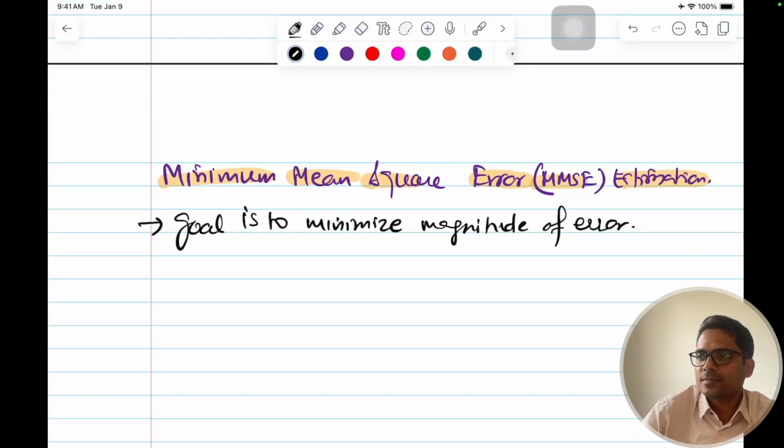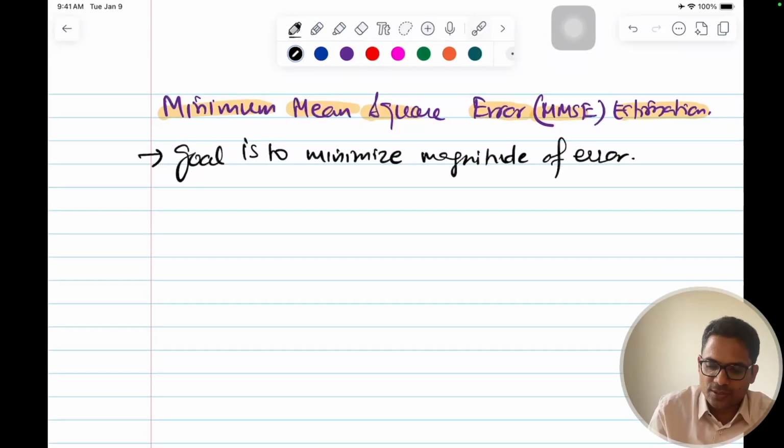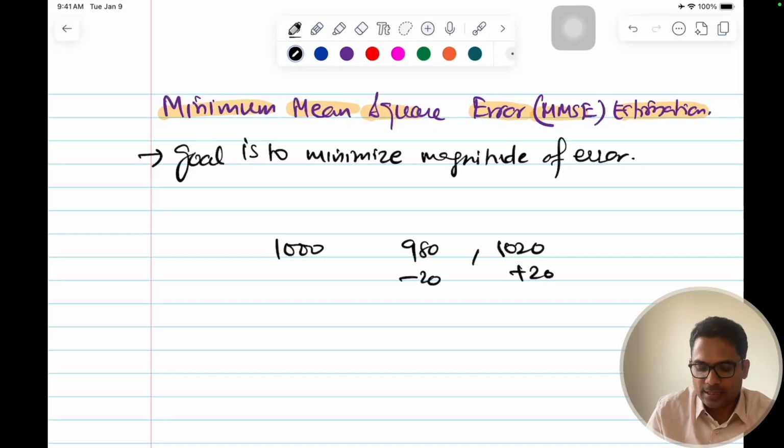Okay, so here the choice is squared error. I have discussed why squared error is important and not absolute or just the difference. If you have just the difference, for example, if I have a share price that is 1000 and one day I'm making a prediction of 980 and another day a prediction of 1020, this is minus 20, this is plus 20, and both days the actual price was 1000 only.